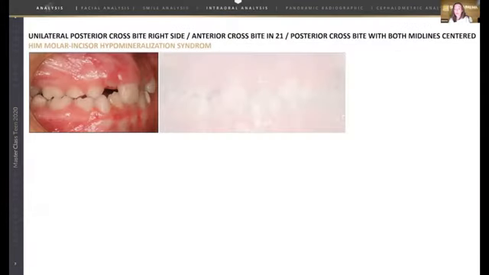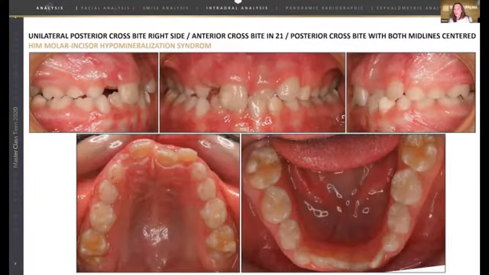When we analyze the face, we see that the patient has good labial competence, a low smile, with some compression on the upper arch. So we can see the right buccal corridor wider than the left. When we analyze the intraoral view, we can see the anterior crossbite and the posterior crossbite on his right side.